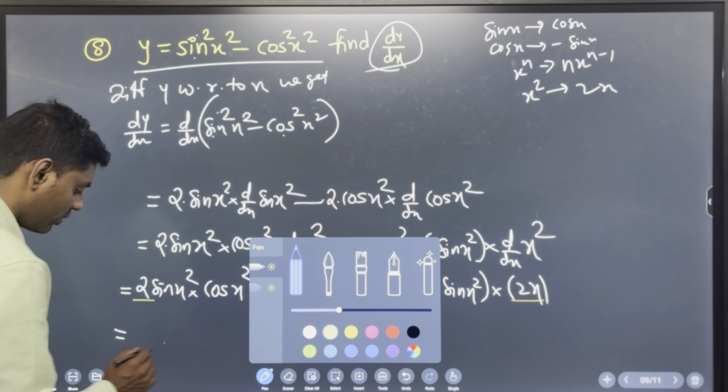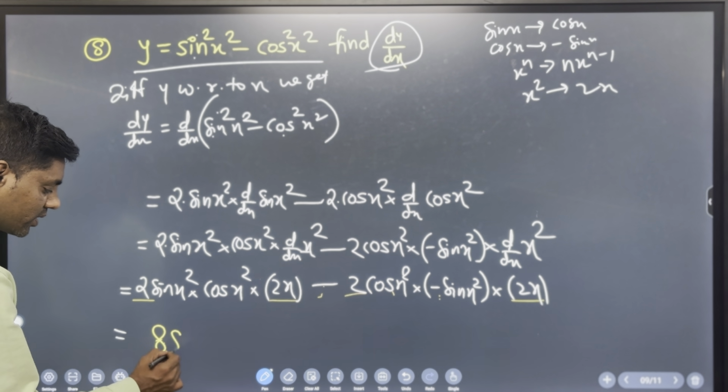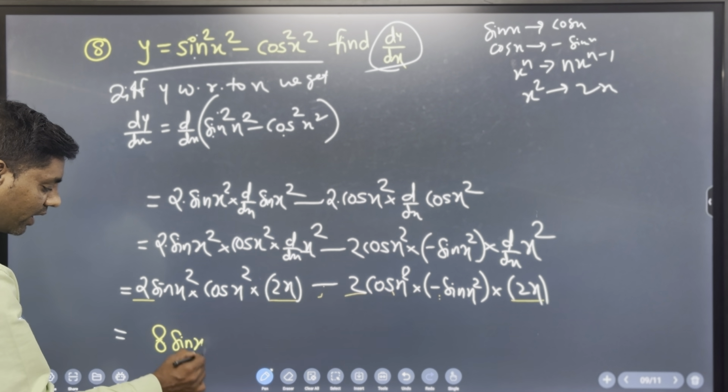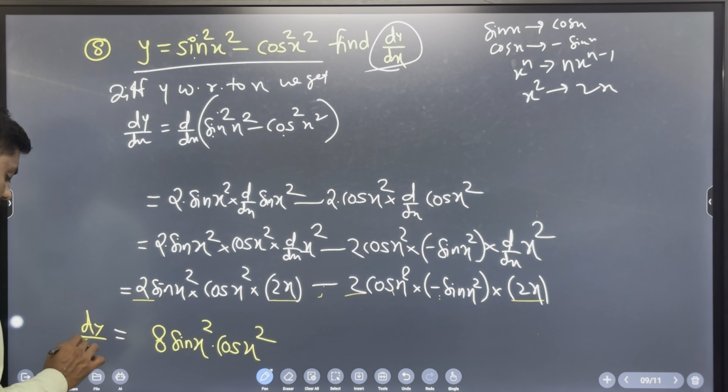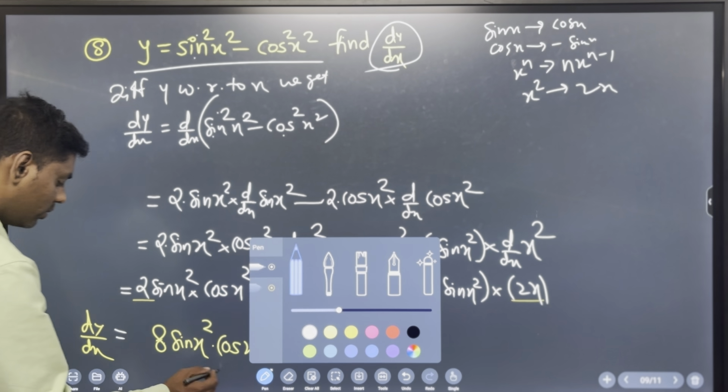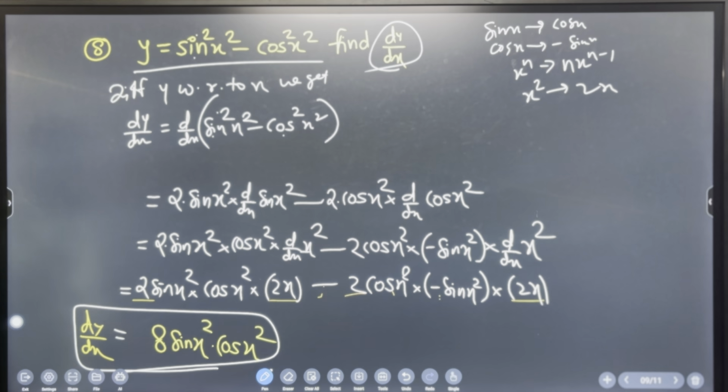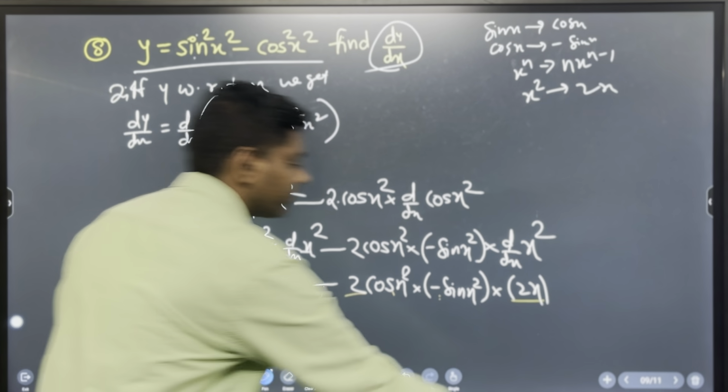So what is the final answer of the given example? 8 times sine x square into cos x square. Now this is the final answer of the given example. So make the note in such a way that we calculate so many examples. Let's go for the next.